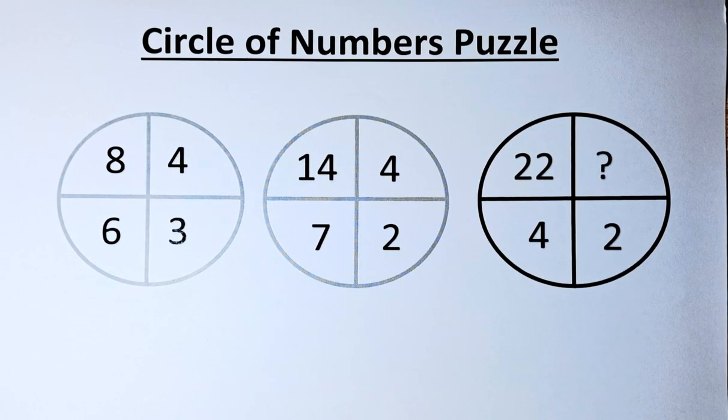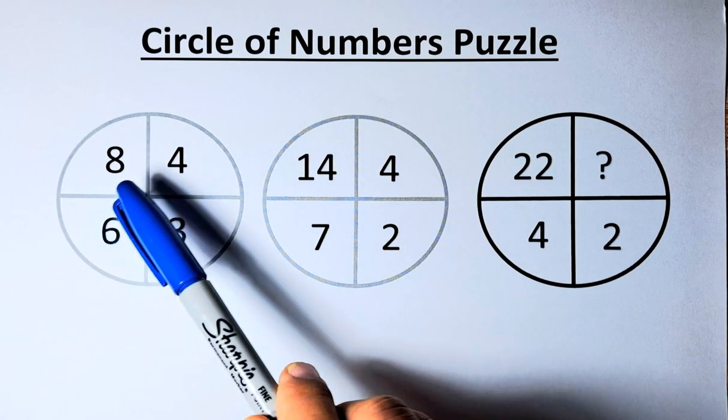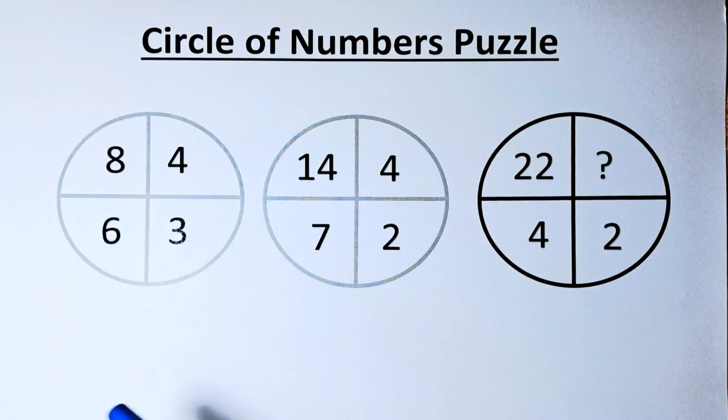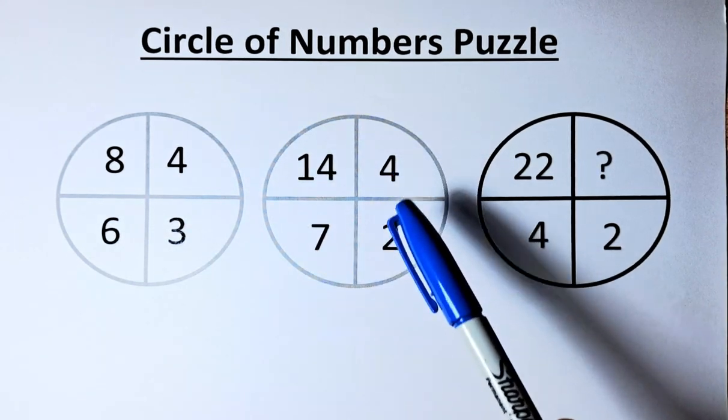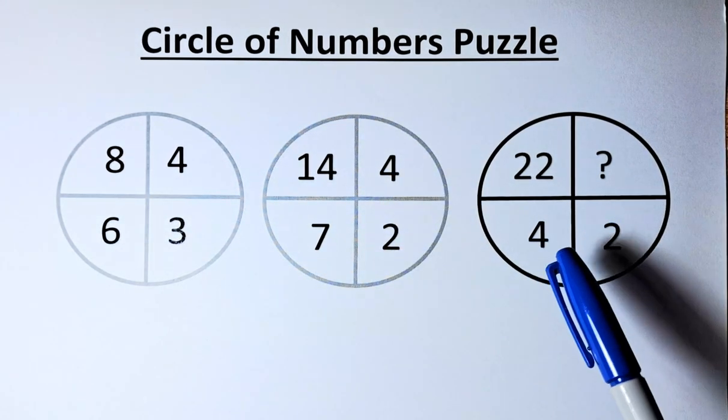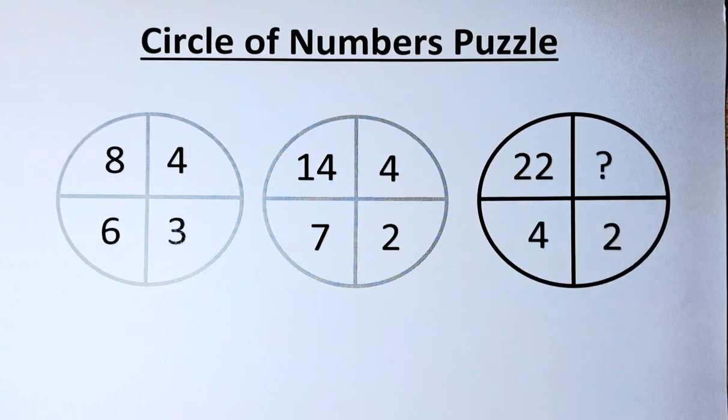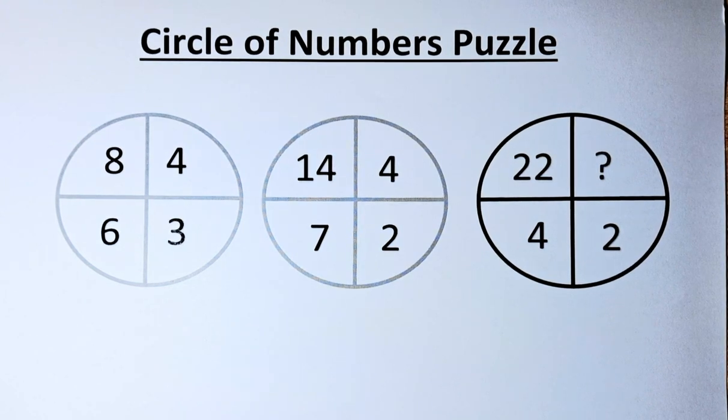This looks like a tricky question because this is double of that. 6 is double of 3, 14 is double of 7, 4 is double of 2, and 22 must be a double or a half of something. In fact, the answer is correct. It's going to be half of 22. How do we do that? Let's do the reasoning.